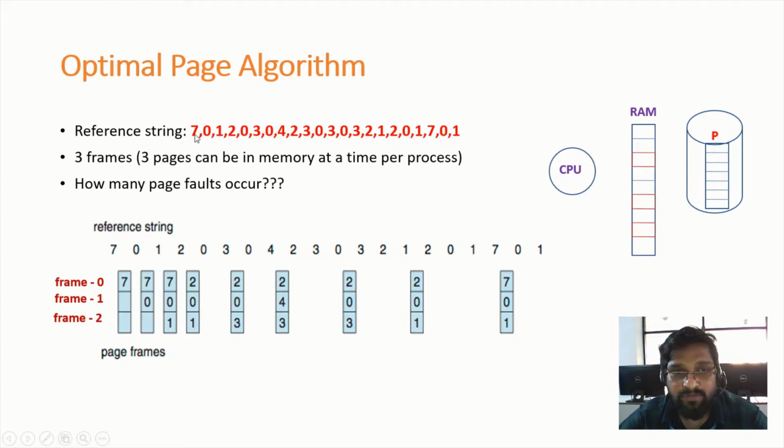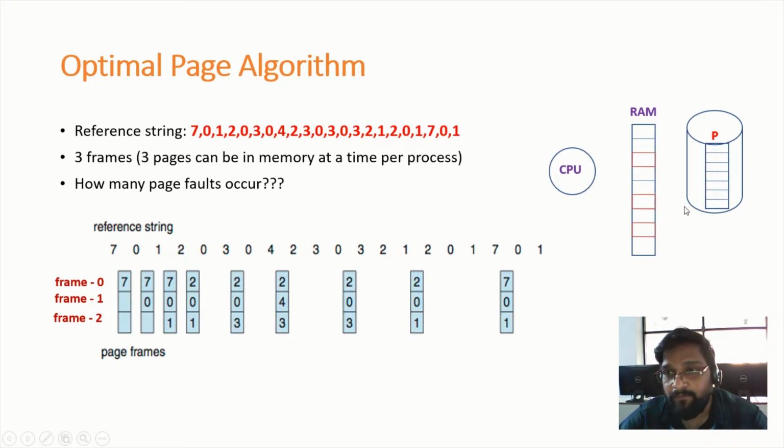Now what this reference string says is, in order to execute a process called P, first the CPU is going to request page number 7, next page number 0. It goes like this until finally it is going to request page number 1. Now, in order to process P, a total of 3 frames has been allocated. That's what I've shown inside the RAM. You see that there are 3 red boxes.